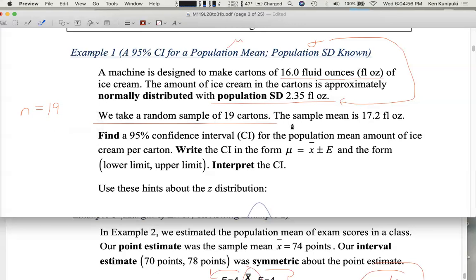The sample mean, let's say, for these 19 cartons is 17.2 fluid ounces. So you could imagine an Excel spreadsheet with 19 entries where they input how much ice cream is in each carton, and you can get the sample mean for these 19 cartons. How much ice cream is in these 19 cartons on average, and we get 17.2 fluid ounces. That's our value for X bar. I hope you know that.